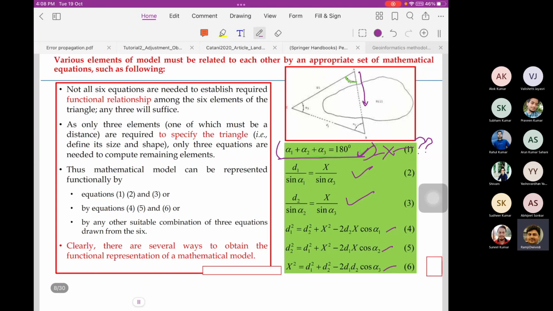Now, what is the important point which you need to understand? See, this is a very simple problem of class 9th level mathematics, but where it is getting critical, just understand this point. Not all 6 equations are needed to establish the required functional relationship among the 6 elements of the triangle. Any 3 would suffice.